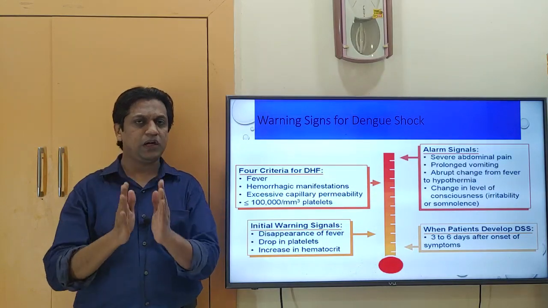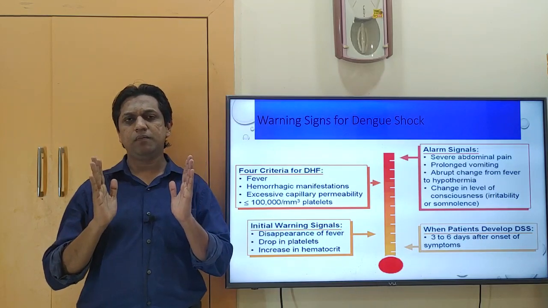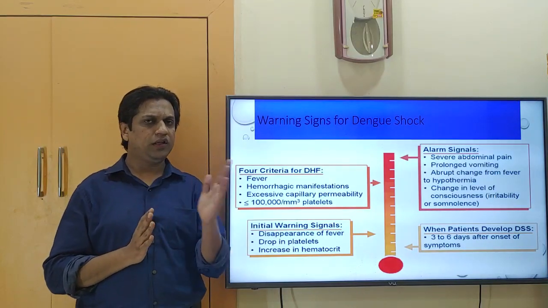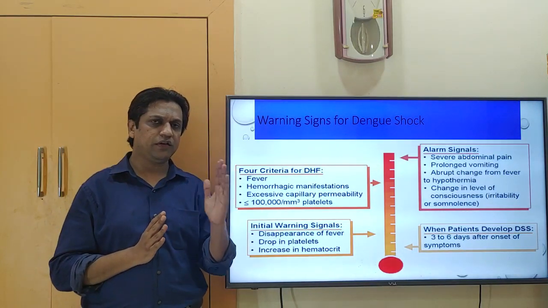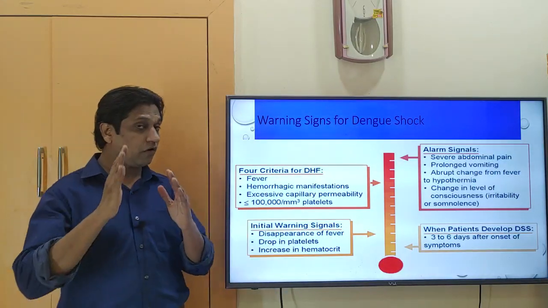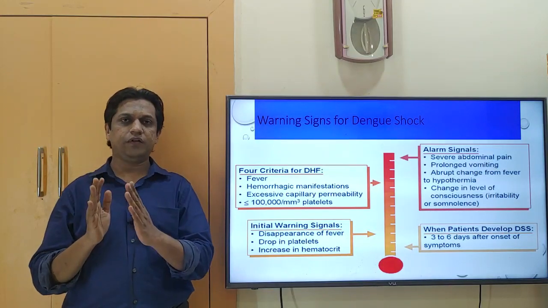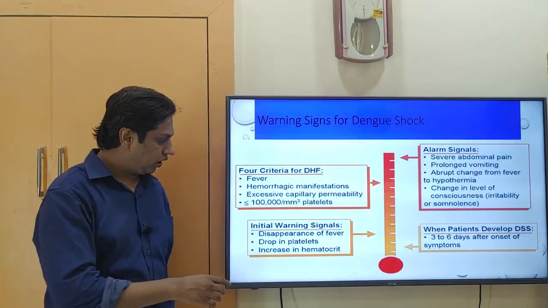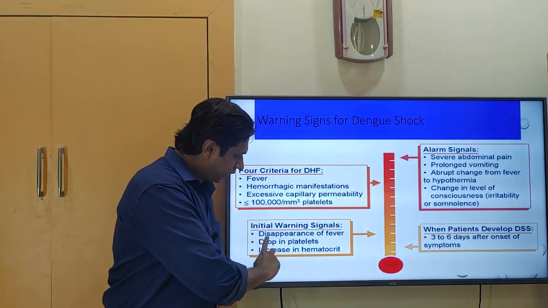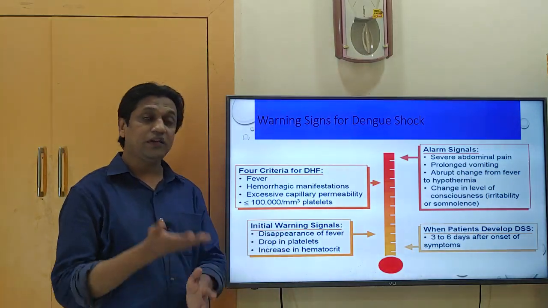In simple dengue fever, like most, 90 to 95% of patients will have just a simple viral fever, but only 5 to 10% of the patients will suffer the complication of dengue hemorrhagic fever and dengue shock syndrome. So what are the warning signs we should look for, so that simple dengue fever may turn into the complicated state? The initial warning signs will be a sudden disappearance of the fever, a drop in the platelet count and a rise in the hematocrit.